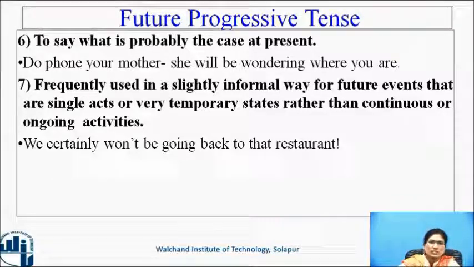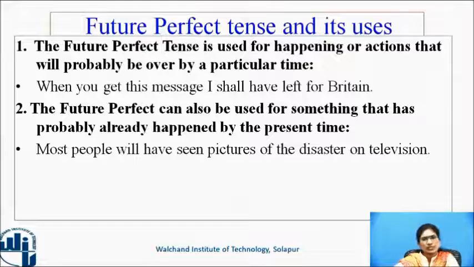Future progressive tense is frequently used in a slightly informal way for future events that are single acts or very temporary states rather than continuous or ongoing activities. We certainly won't be going back to the restaurant. Let us see future perfect tense and its uses. The future perfect tense is used for happenings or actions that will probably be over by a particular time.